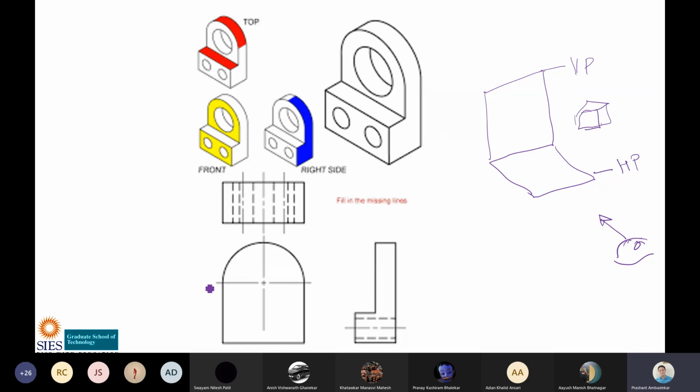So its front view will be drawn here like this, and the top view will be drawn here. Actually, I have drawn the object slightly offset so that you will understand it is not this. Actually, these are parallel lines only. It is creating a problem for understanding.